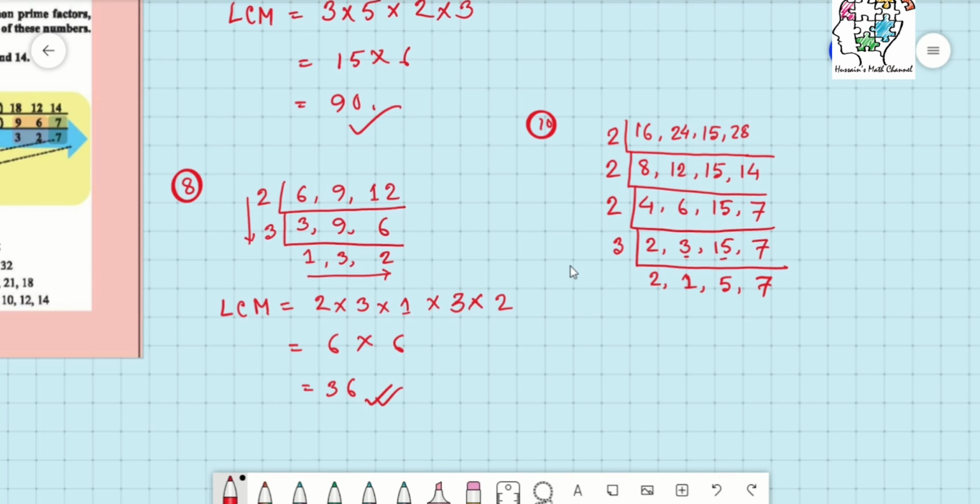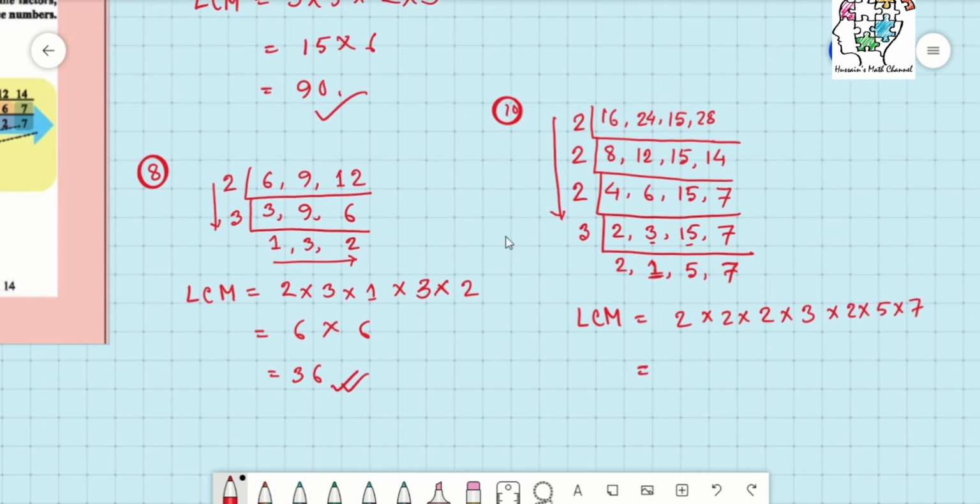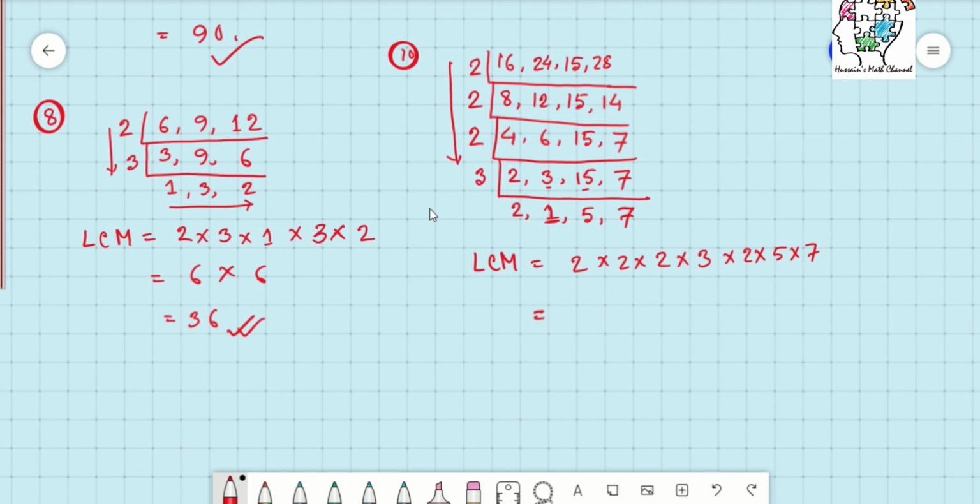Now the last line we cannot divide any further, so the LCM will be all these numbers multiplied: 2 times 2 times 2 times 3, and then the bottom line numbers 2 times 5 times 7. Here we can leave 1 because 1 will not change the answer if we multiply. So the answer will be 2 times 2 is 4, 4 times 2 is 8, 8 times 3 is 24, and 2 times 5 is 10, 10 times 7 is 70, so 24 times 70.